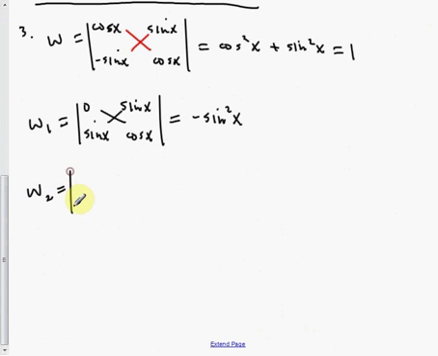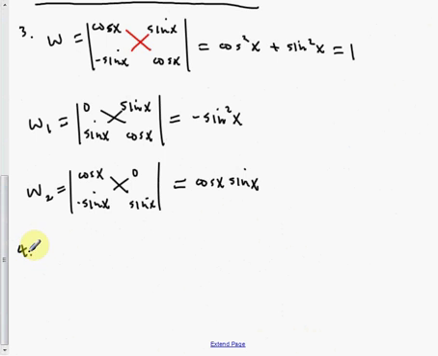Find W sub 2. The first column from W stays the same, cosine x, negative sine x. And we replace the second column with 0, sine x. Compute this. This is cosine times sine minus 0.